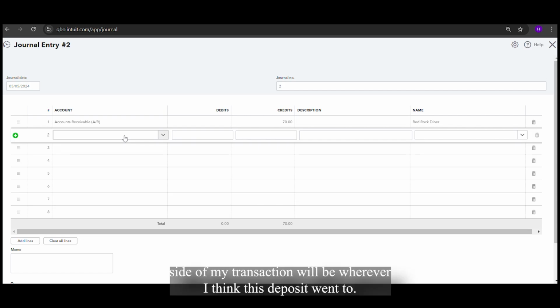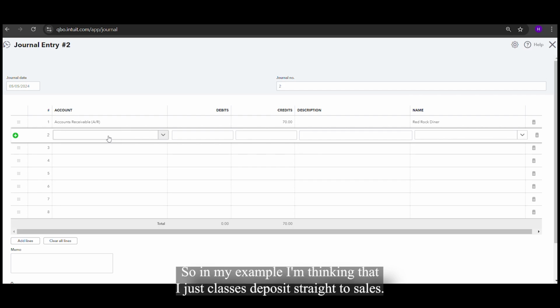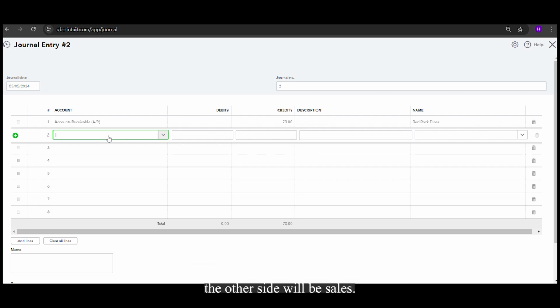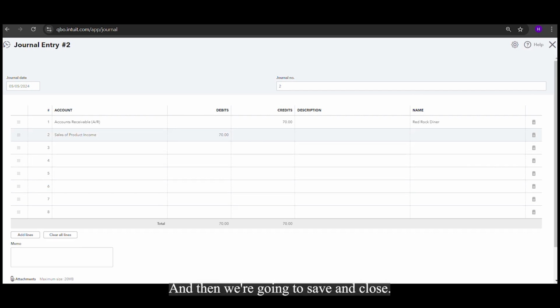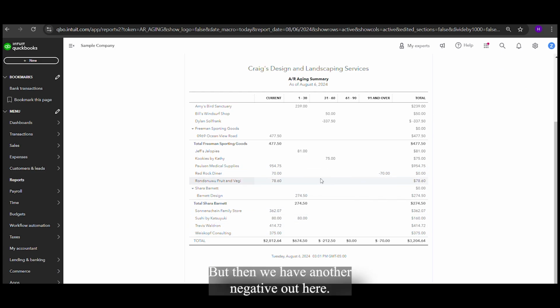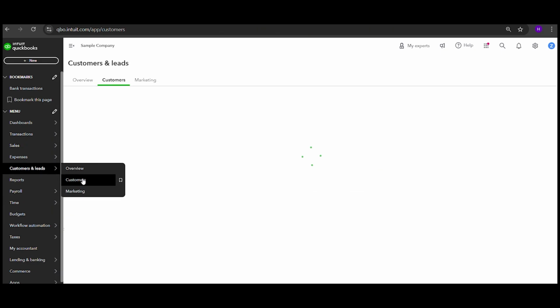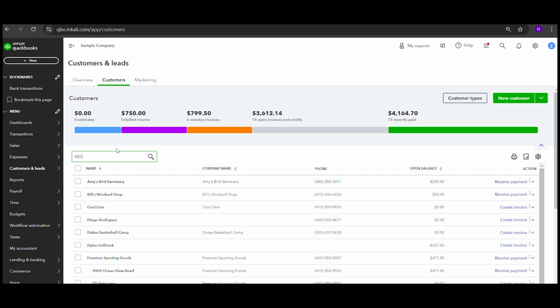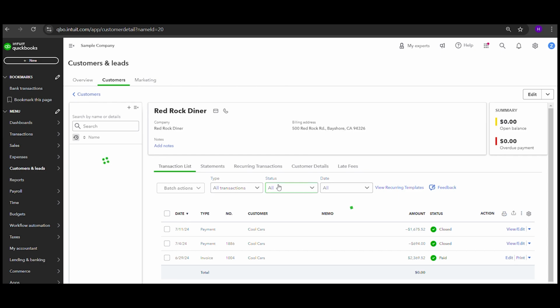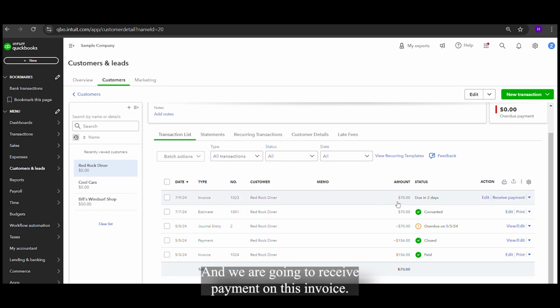And then the other side of my transaction will be wherever I think this deposit went to. So in my example, I'm thinking that I just classed this deposit straight to sales. The other side will be sales. And then we're going to save and close. So now all of a sudden we have the $70, but then we have another negative out here. So we need to go fix that negative. So we're going to go to the customer. And we are going to receive payment on this invoice.